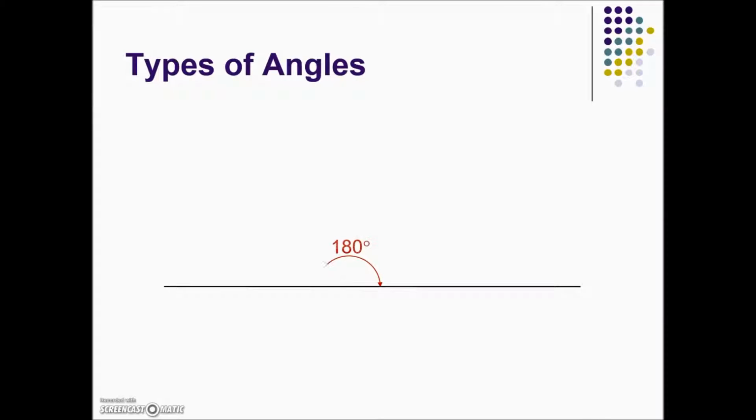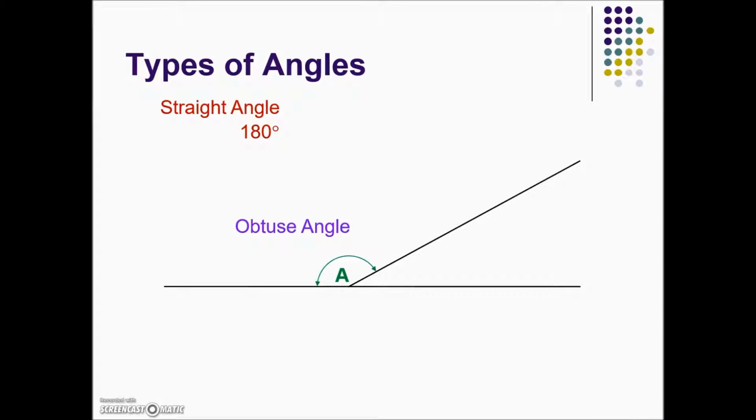A straight angle is a straight line. It has a measurement of 180 degrees. If we have an angle which has a measure that is greater than 90 degrees but less than 180 degrees, we call this an obtuse angle.